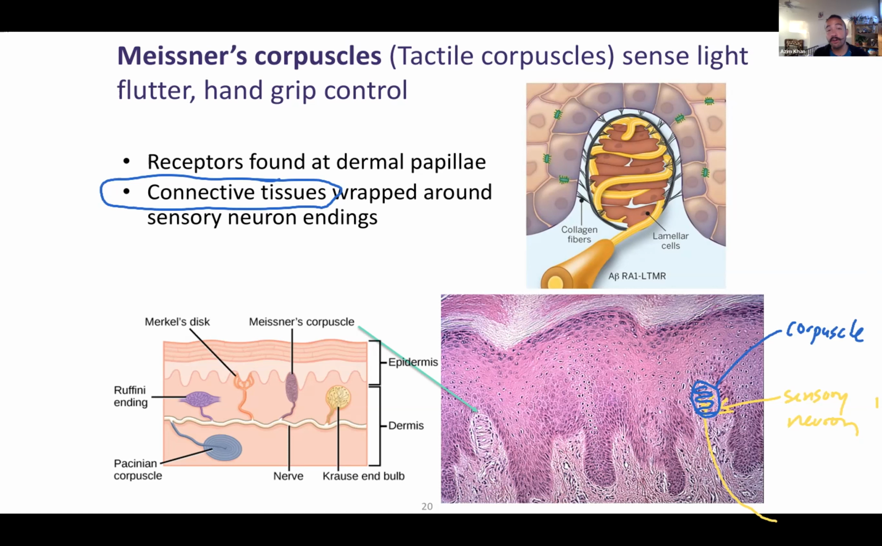Meissner's corpuscles, therefore, aren't for just light touch or for pain or whatever. They are for light flutter and grip because of that connective tissue covering. And they're always found in those dermal papillae. And therefore, they're found in the papillary layer within the areolar connective tissue.